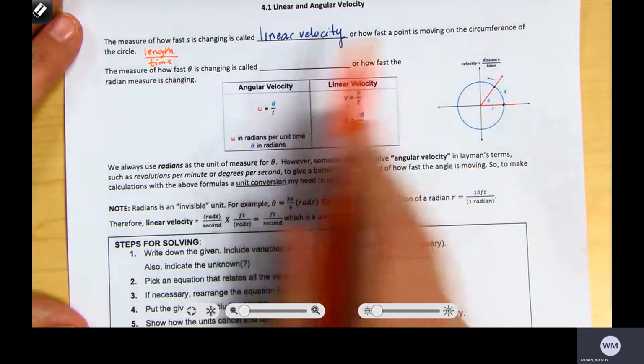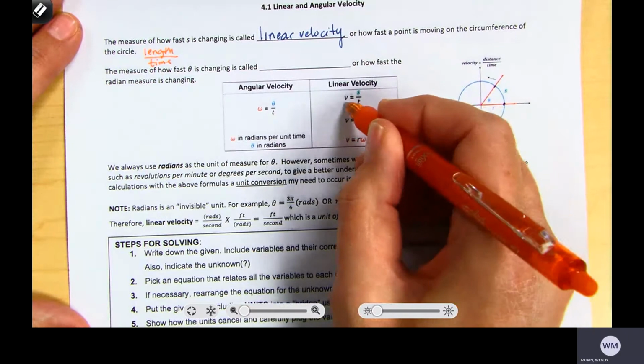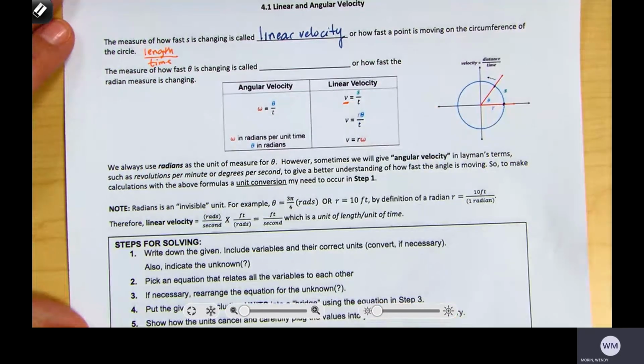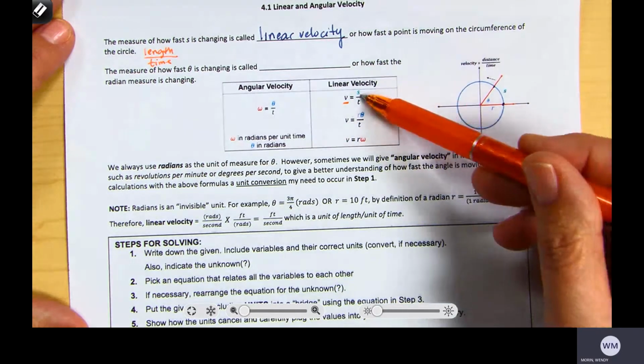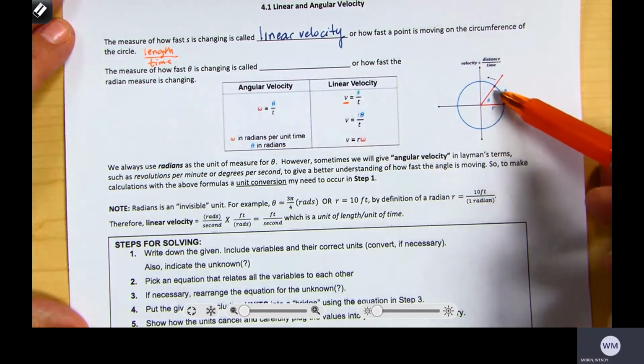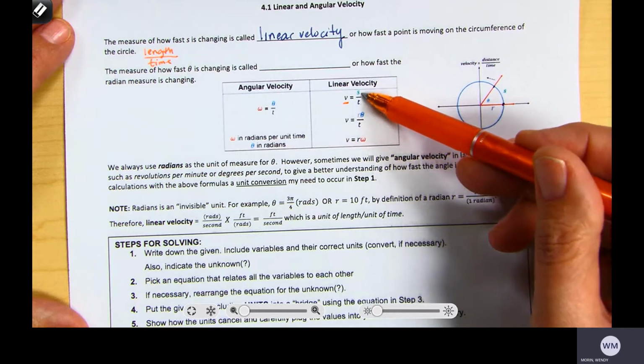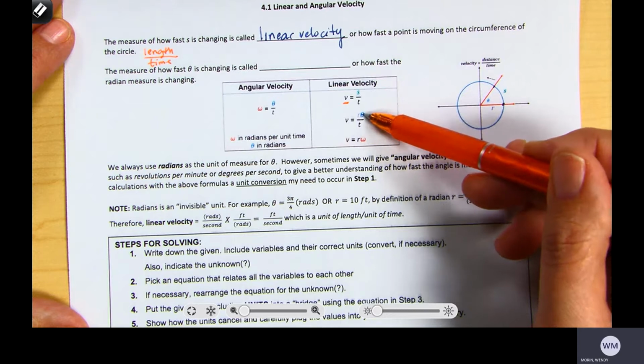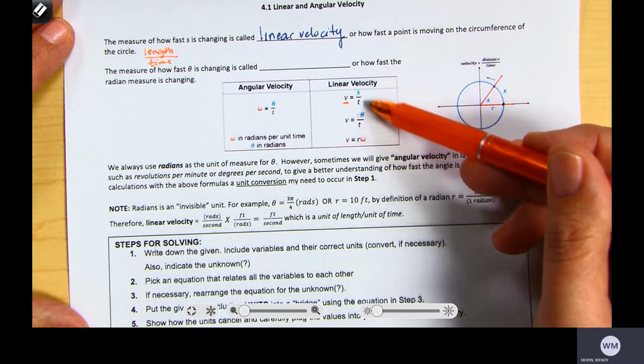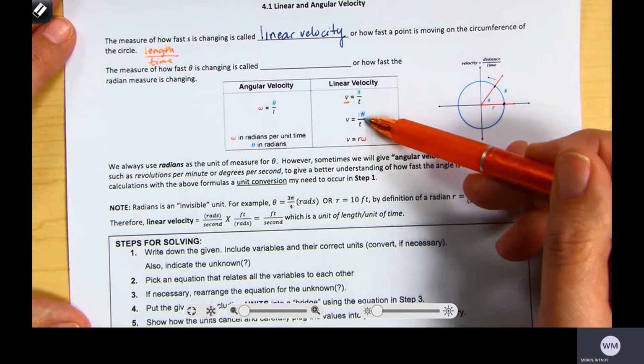Okay, now the variable for linear velocity is v. It's the distance traveled, the arc length, divided by the time. Well, we've already learned that arc length is the same thing as r times theta. So this is just another version of this.